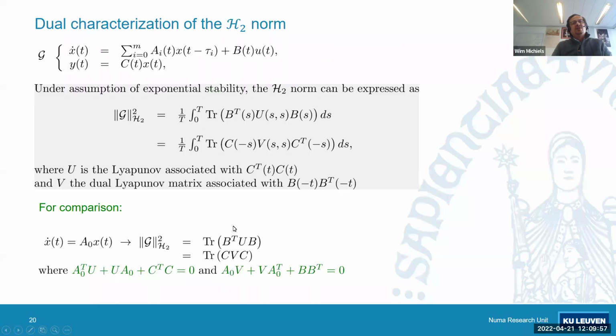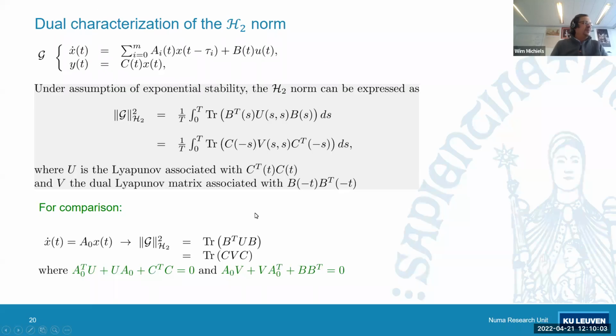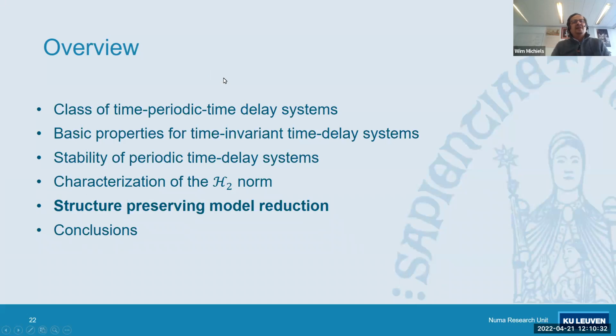So maybe you can ask yourself, what's the use of working with a primal and dual representation? It's useful in the context of stability optimization, when you want to optimize criteria related to eigenvalues. But it's also useful in the context of something which is very well known, balanced truncation. And I will just hint at some possible extension of balanced truncation to this class of systems. And this brings me to the last topic of today, namely structure preserving model reduction.